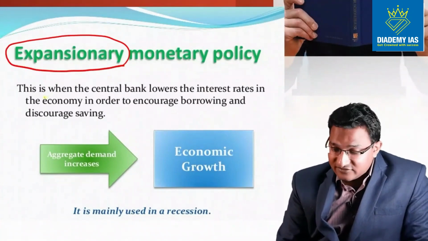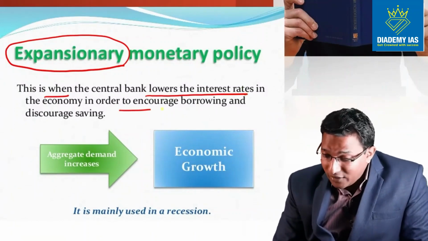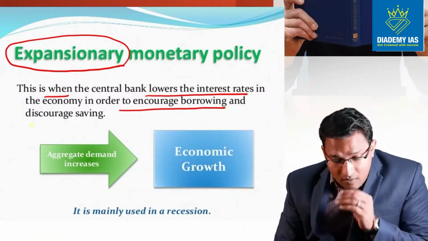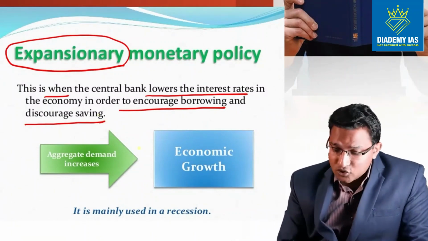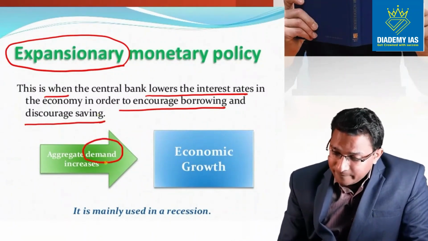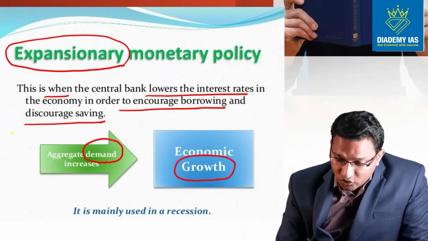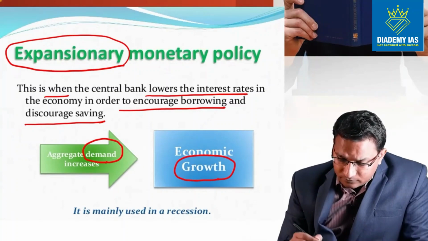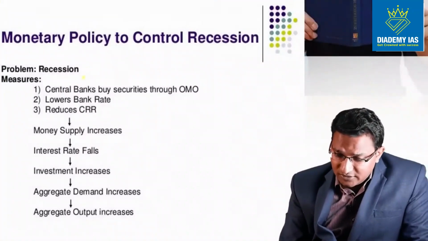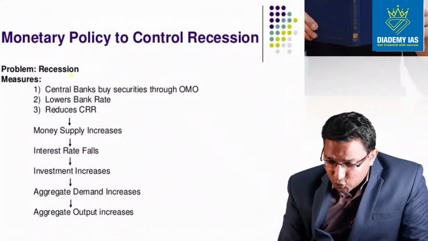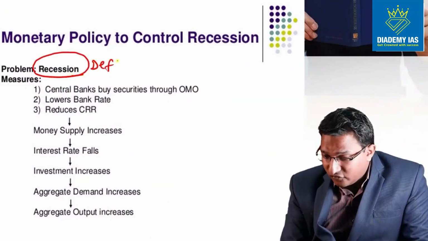So when the central bank lowers the interest rate so that more borrowing can happen and savings can be discouraged, right? So that will actually increase the demand and it will lead to the growth. So how does that happen? In the expansionary monetary policy, first of all, when is this used? This is used at the time of recession or when there is a condition of deflation.